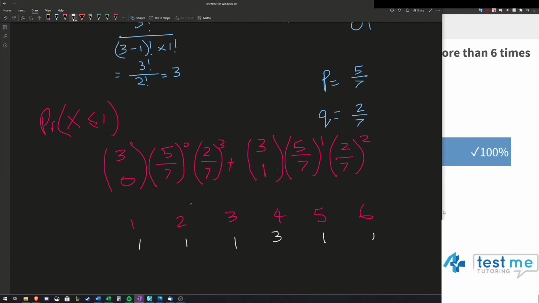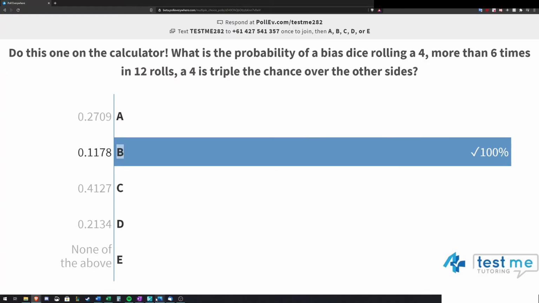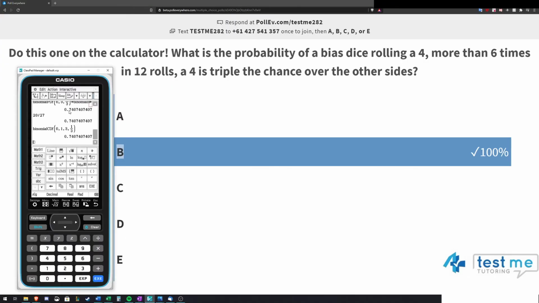Add up all these, and what does that give us? 8. So all of these is 1 out of 8 now. So the probability of success, or rolling a 4, is 3 out of 8. And that's pretty important, okay? We need to know how to manipulate our probabilities.